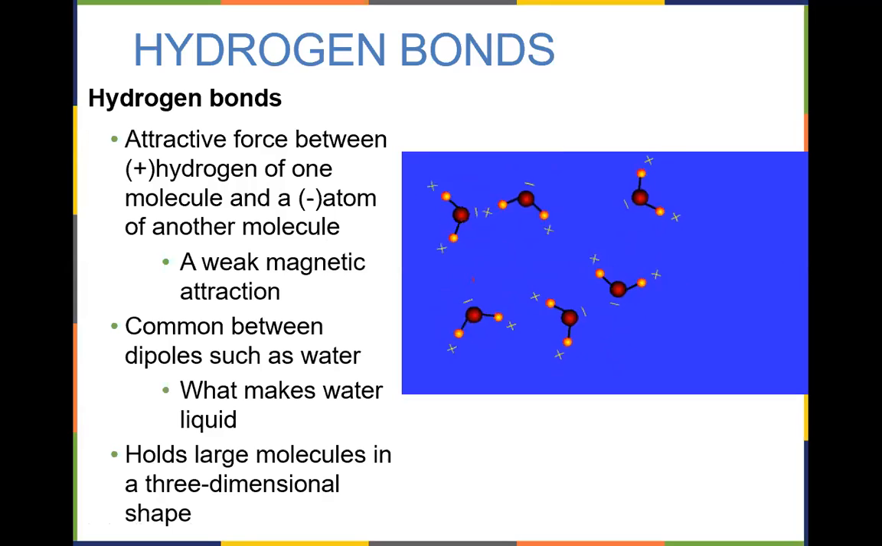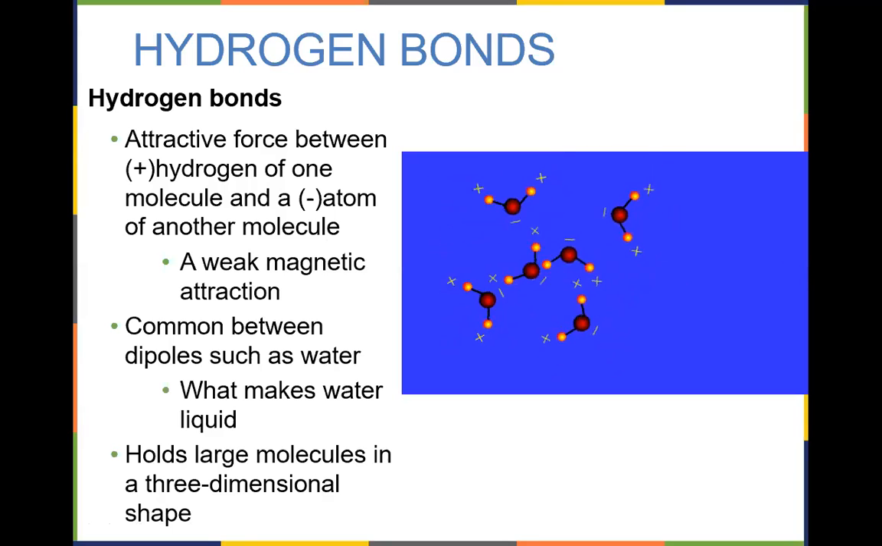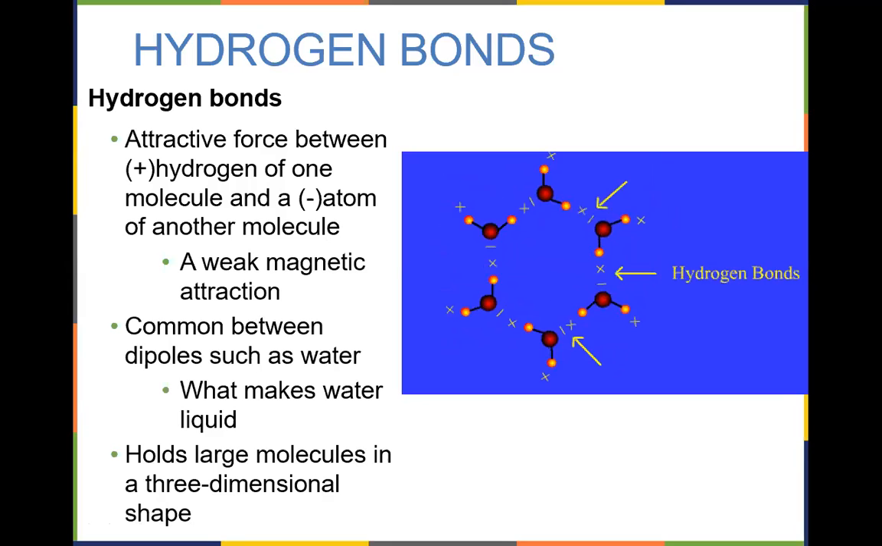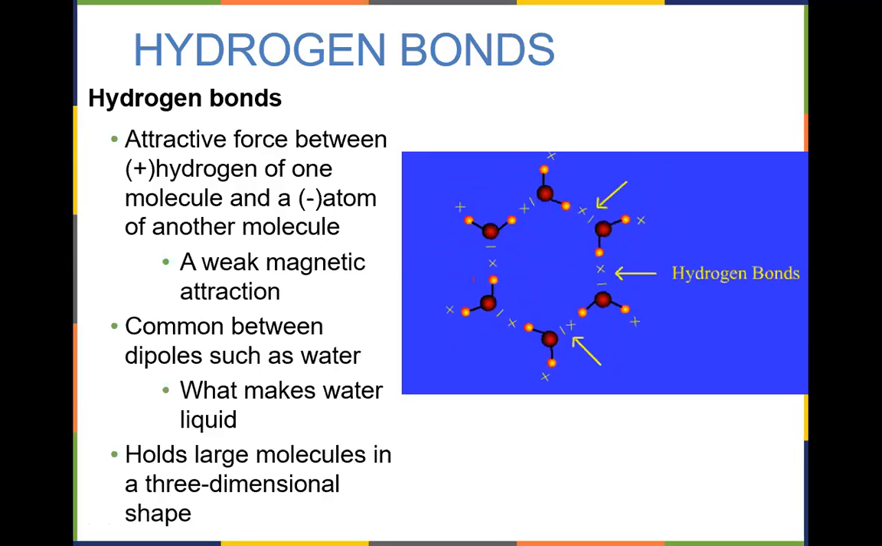and they form this structure called a lattice work. It forms this very large, three-dimensional shape. Among other things, this is what gives water some of its unique properties. This is why water is held together.